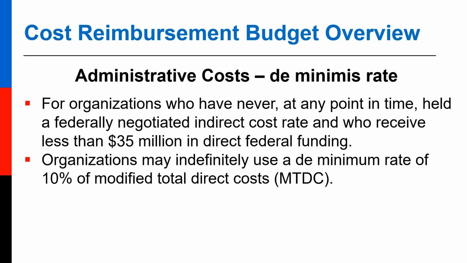And then the third method is the de minimis rate, and is for organizations that have never at any point in time held a federally negotiated indirect cost rate and who receive less than $35 million in direct federal funding. Organizations may indefinitely use the de minimis rate of 10% of modified total direct costs. And if this option is selected, it must be utilized consistently across all federal awards.